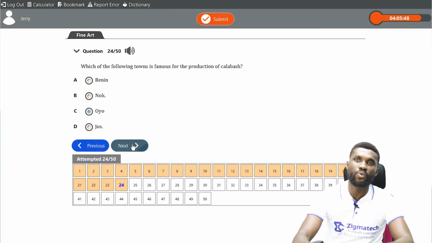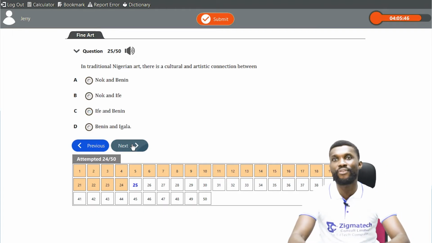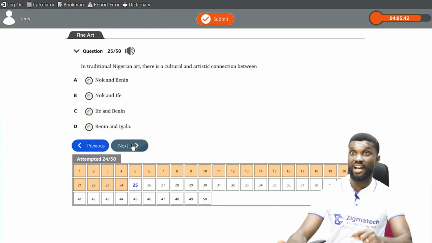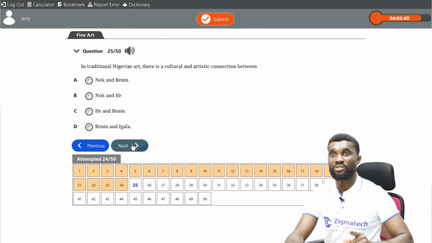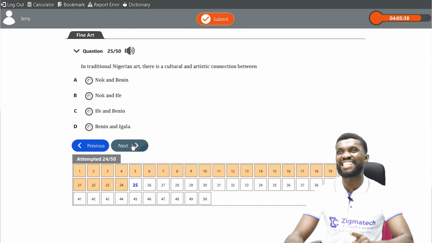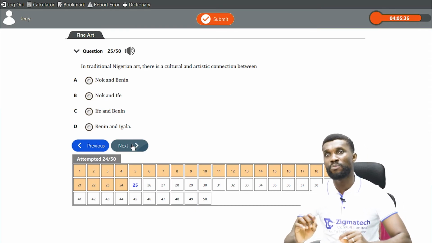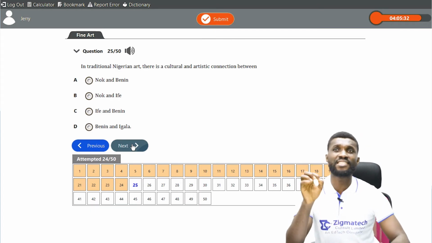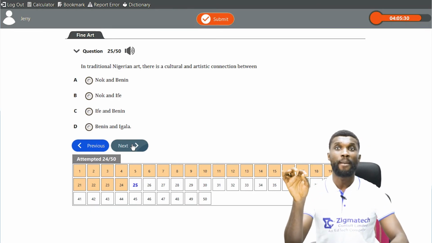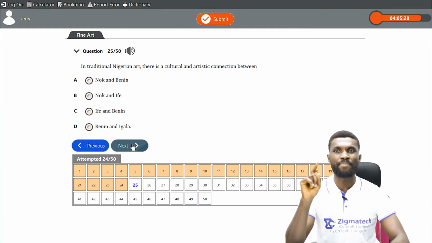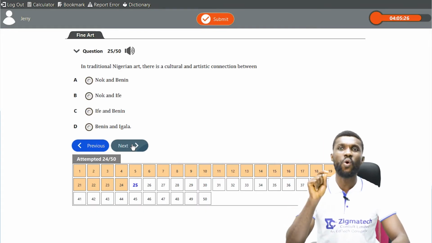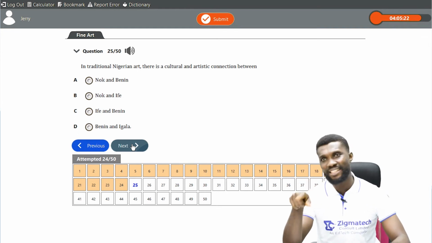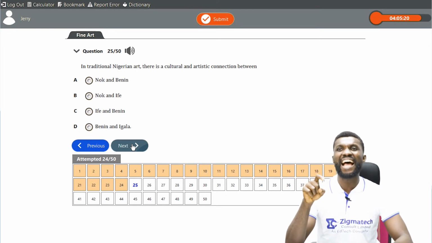So now let's go over to the next question, which is question number 25. All right. In traditional Nigerian art, there is a cultural and artistic connection between dash. Now let's get this straight. Is it A, Nok and Benin? B, Nok and Ife? C, Ife and Benin? Or D, Benin and Igala?